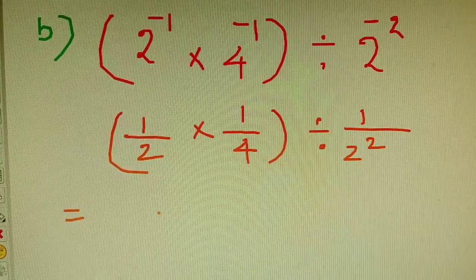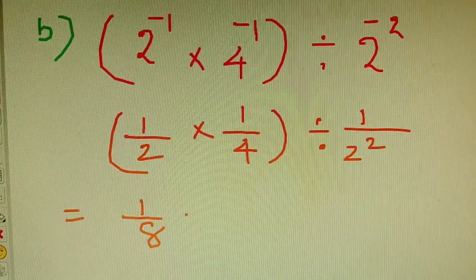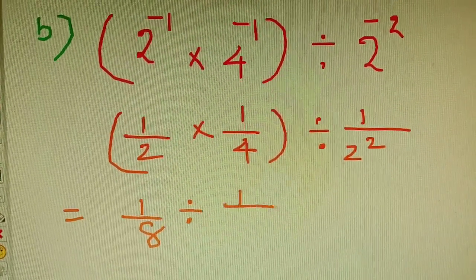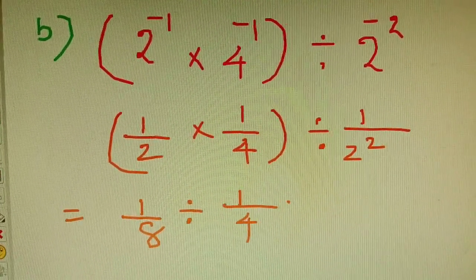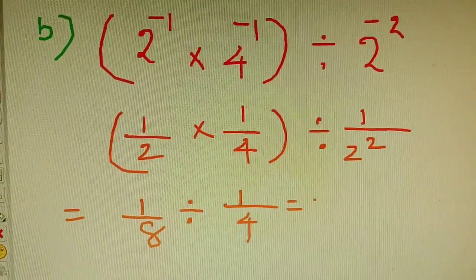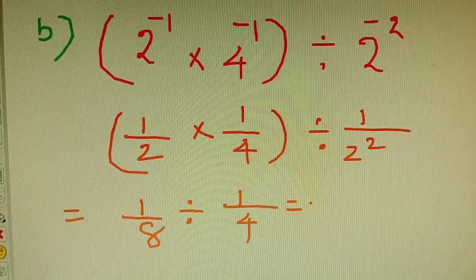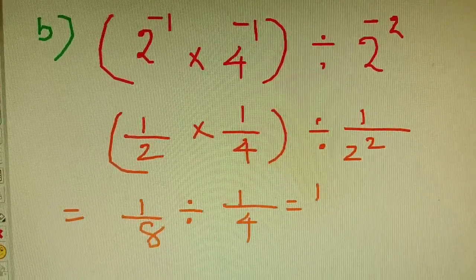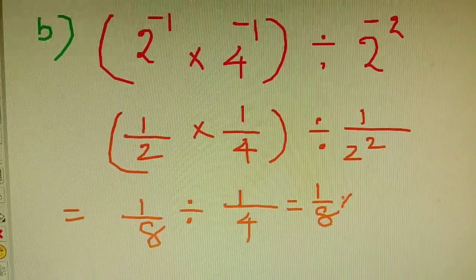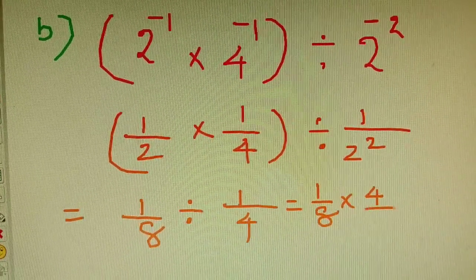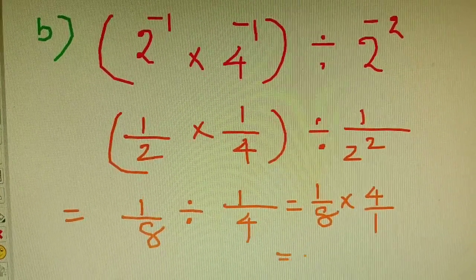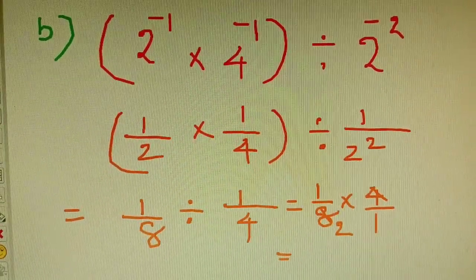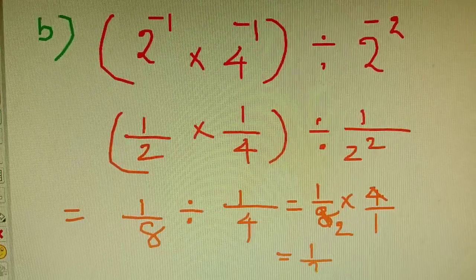First, 1 by 2 into 1 by 4 means 1 by 8, divided by 1 by 2 square, that is 1 by 4. Okay, then two fractions. How can we divide the fraction? For that, multiply with the reciprocal of the second. So 1 by 8 into the reciprocal of 1 by 4, which is 4 by 1, that is 4. Okay, so this 4 and 8 we cancel, that is 2. So the last answer is 1/2.